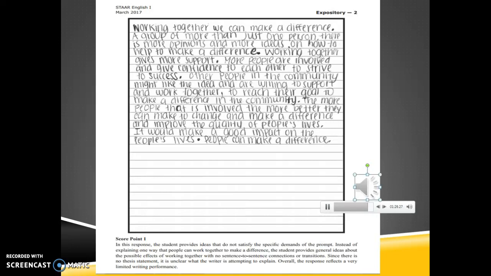It doesn't make any sense. It's a ramble of thought. It's not punctuated correctly. Your grammar is not correct. It just has a lot of issues, which means that we're very limited, and this is why it gets a score of a 2.